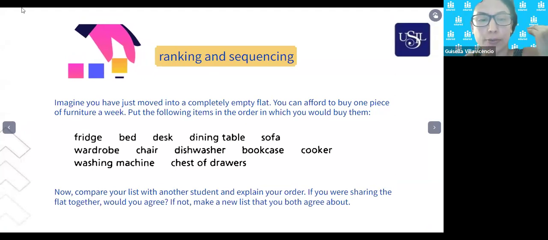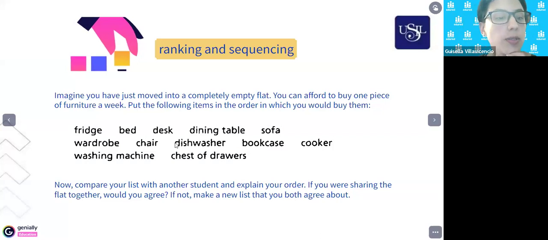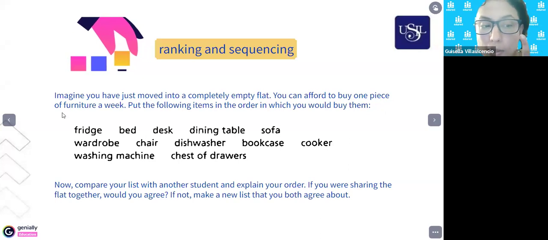And finally, we have the ranking and sequencing, right? In these activities, learners are required to put the words in some kind of order. This may involve arranging the words on a cline, for example, adverbs of frequency, or learners may be asked to rank items according to preference. So here they have to rank. In this activity, it says, imagine you have just moved into a completely empty flat. You can afford to buy one piece of furniture a week. Put the following items in the order in which you would buy them.